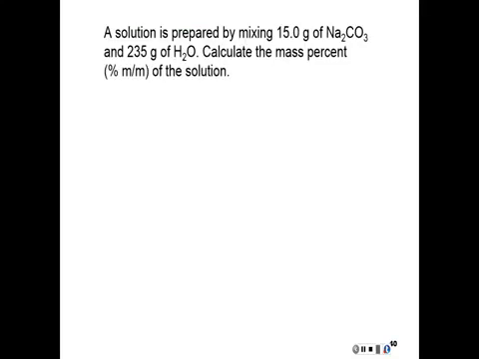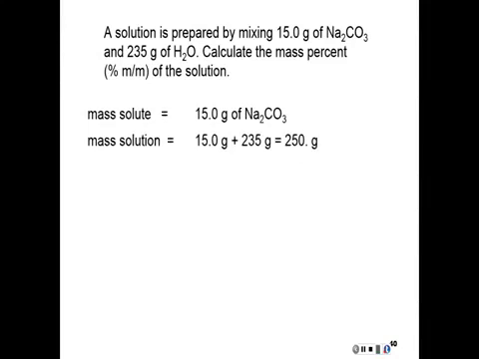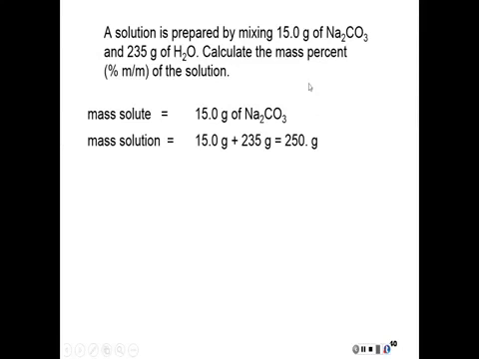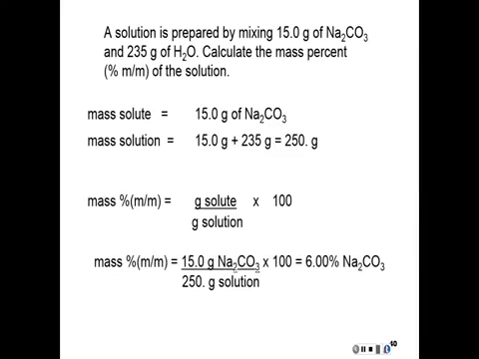All right, let's go through another example. Let's say we made a solution by using 15 grams of sodium carbonate and 235 grams of water, and we want to calculate the mass percent. So we want to copy out the data and label everything. The mass of the solute is 15 grams of sodium carbonate. The solute is always a smaller mass. The mass of the solution, you have to add them together. Again, this is where people make mistakes, I know. So we get 250 grams. Write down our formula and just plug things in, and we get a 6.00%. So you multiply 15 times 100 and then divide by 250. Pretty straightforward.